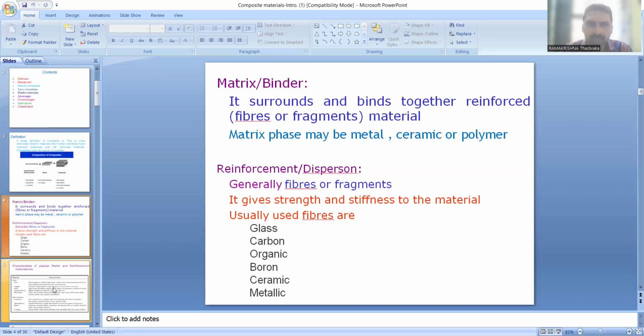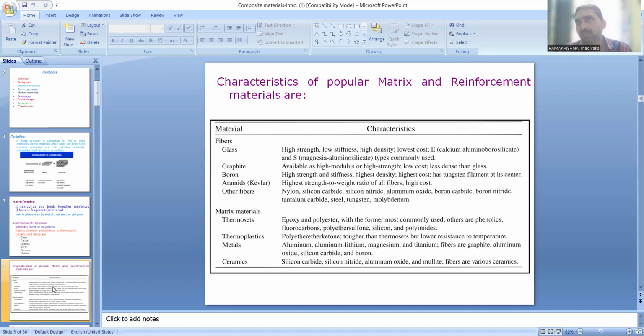Okay, then here the characteristics and hello, come in.